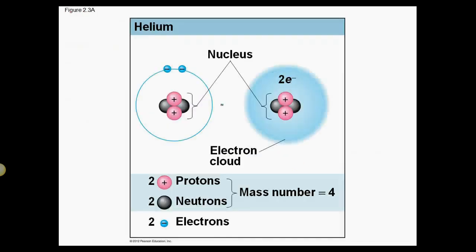So here's a better description of helium and a much better drawing than what I just gave you. You can see the two positive charges here, and then these are your two neutral guys. I usually give them a 0 there, but they're neutrals. And then you've got your two electrons on the outside. So what gives you the mass number?